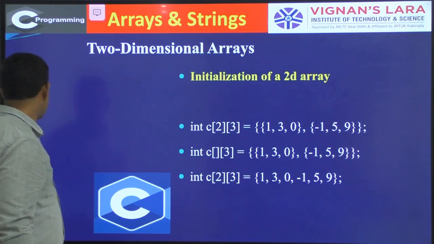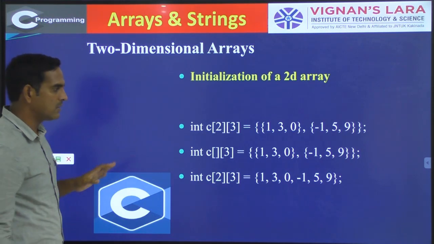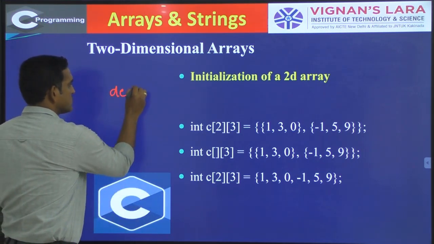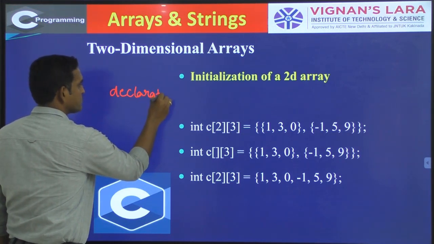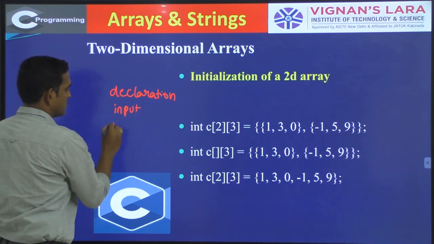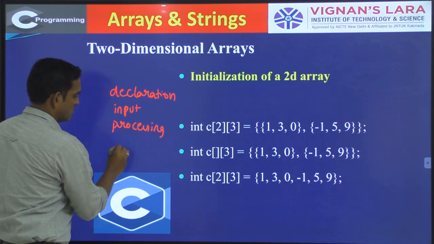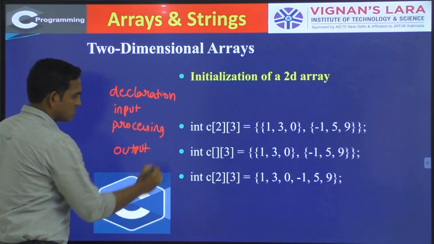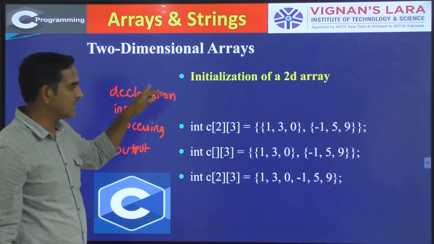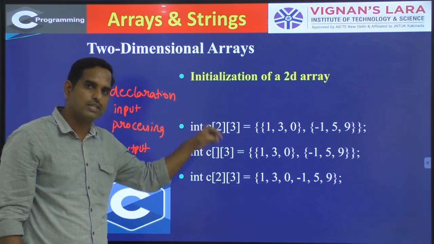So that was the second part, the declaration part. I think you remember, in our array applications we will be doing these parts: declaration, input, processing, output. So we'll be performing 4 operations on arrays. The first part is declaration, how you are going to declare. The second part is how you are going to give values into the array.